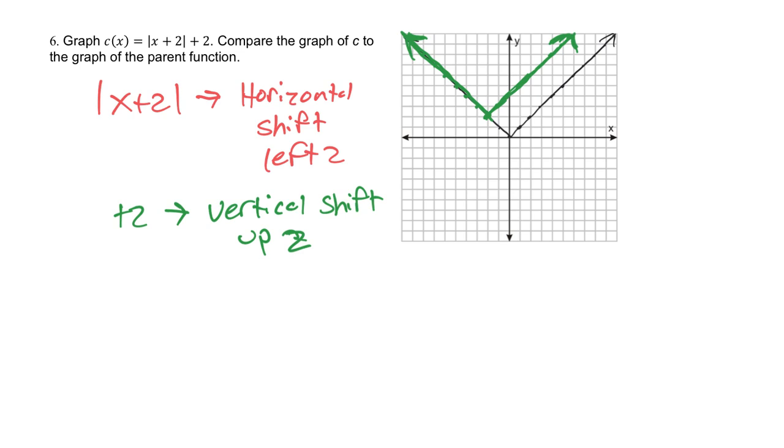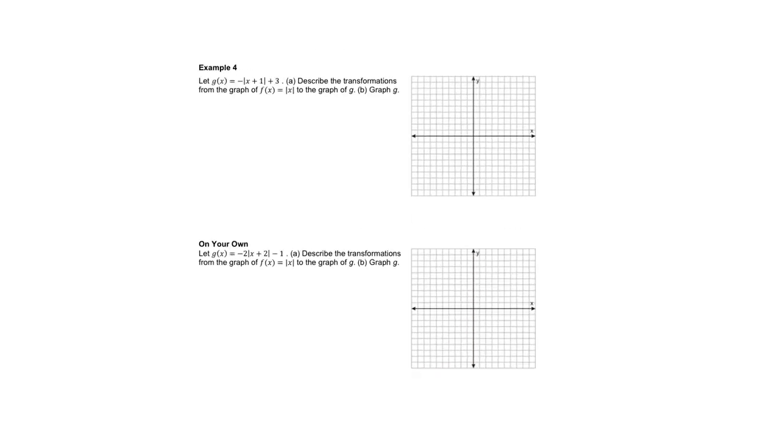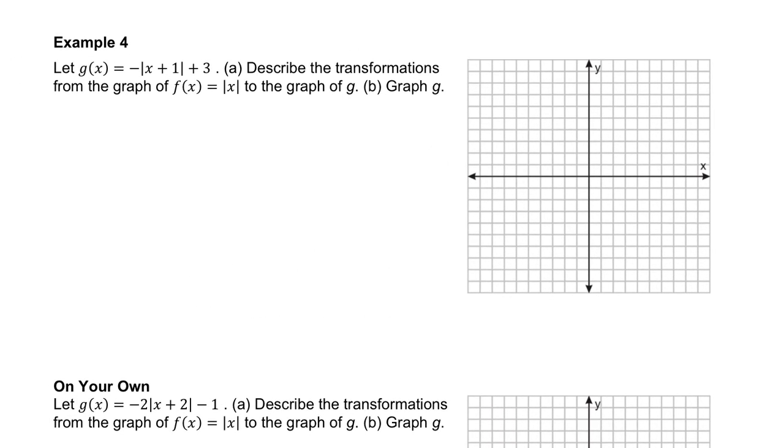Okay, let's go to example 4. Example 4 here, again, I'm going to zoom in here. We're going to describe the transformations from the graph, and we're also going to do the graph. So let's first make our parent function. I'm going to start with (0, 0), (1, 1), (2, 2), (3, 3).